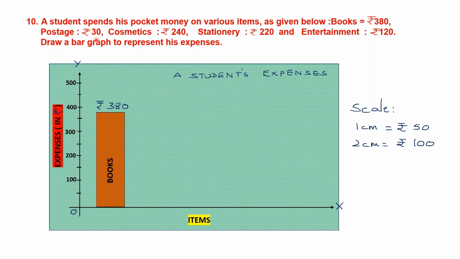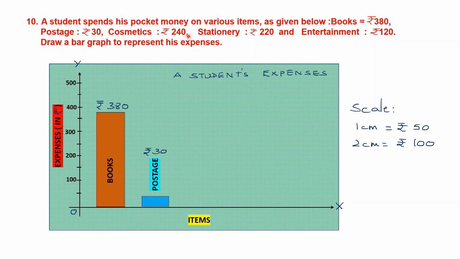Now let's look at the next one. Second one is postage. Postage is 30 rupees. So where will we find 30? This is 50. So 30 will be below that. So in line with that, draw your second bar. So the second bar is this. It's a very short one because it's only 30 and this is standing for postage. Postage is 30 rupees. So let's write that above it.